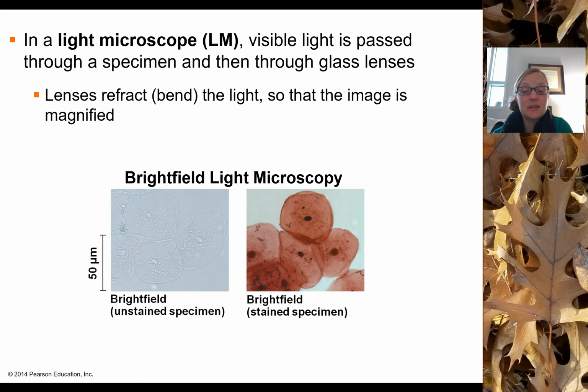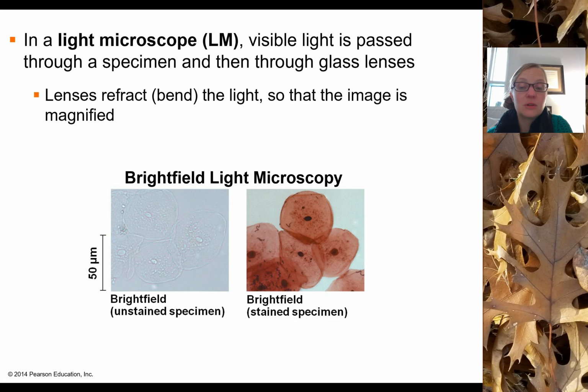This is actually the same sample. These are cheek cells. But in the first sample that says unstained specimen, here we've just taken the plain cheek cells, put them on a slide, and looked at them under the microscope. And you can tell that there's not a lot of contrast, right? Everything is kind of the same color gray. Yeah, you can see probably the outlines of the cells, maybe the nucleus. Other than that, it's pretty hard to see much of anything else.